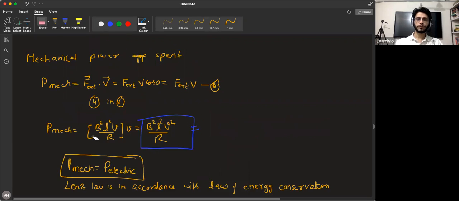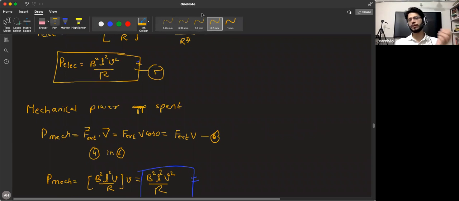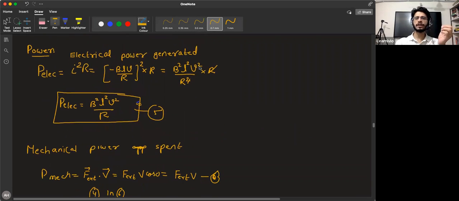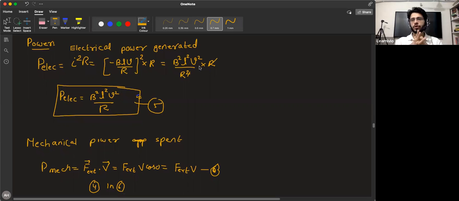Note it down. Usually it's a derivation, a 5-marker derivation, when he asks you to calculate all things: EMF, current, force, power, everything. Note it down. So the mechanical power that you spend will get stored in the system in the form of electrical energy or electrical power.